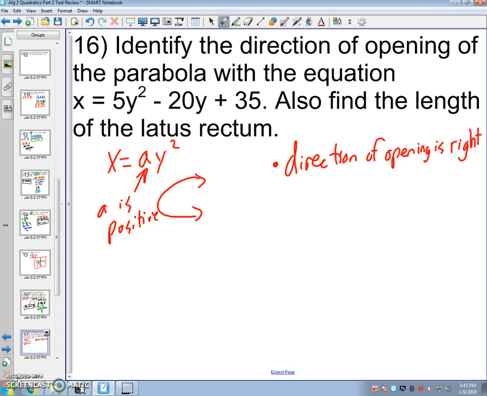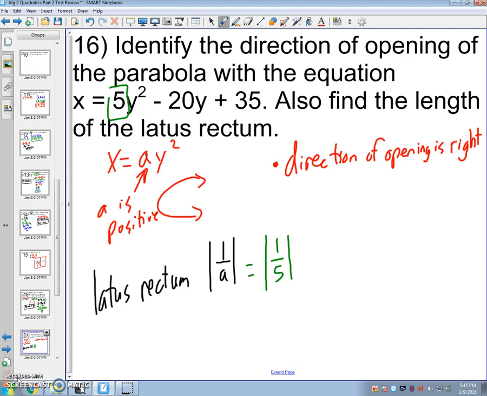Second is find the length of the latus rectum. This is one of those random formulas I give you. The latus rectum is the formula absolute value 1 over a. Meaning you just find a. Well, a is 5. A is this number right here. So that just means absolute value 1 over 5. Remember, if it's the number inside, just make it positive. Absolute value 1 over 5 is still 1 over 5. That's the answer. The length of the latus rectum.